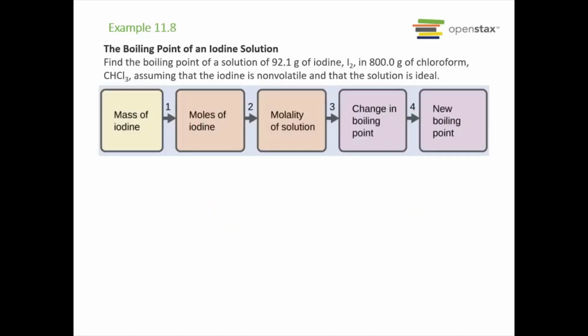So here's another example. This one has a lot more steps. Boiling point of an iodine solution. We're told we want the boiling point of a solution that has 92.1 grams of iodine in 800 grams of chloroform, assuming that the iodine is non-volatile and the solution is ideal. So we first need to take this mass of iodine, get it to moles, get the molality, then we can calculate our change in boiling point, and then the new one.